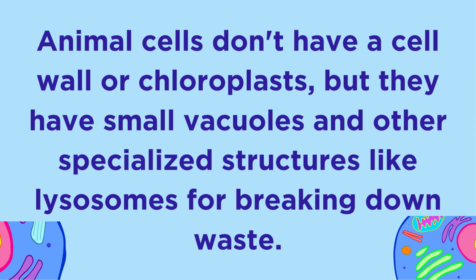Animal cells don't have a cell wall or chloroplasts, but they have small vacuoles and other specialized structures like lysosomes for breaking down waste.